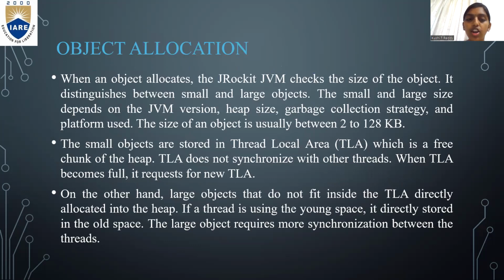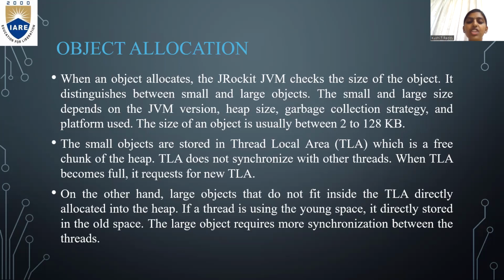So coming to object allocation, when an object is allocated, the JRockit JVM checks the size of the object. It distinguishes between small and large objects. The small and large size of objects depends upon the JVM version, heap size, garbage collection strategy, and platform used. The size of an object is usually between 2 to 128 KB. The small objects are stored in the thread local area, TLA, which is a free chunk of the heap. TLA does not synchronize with other threads. When TLA becomes full, it requests a new TLA.